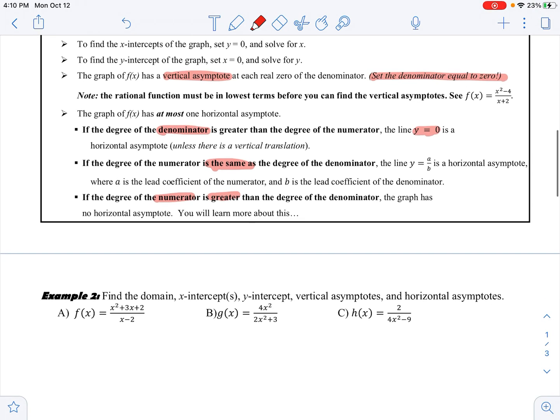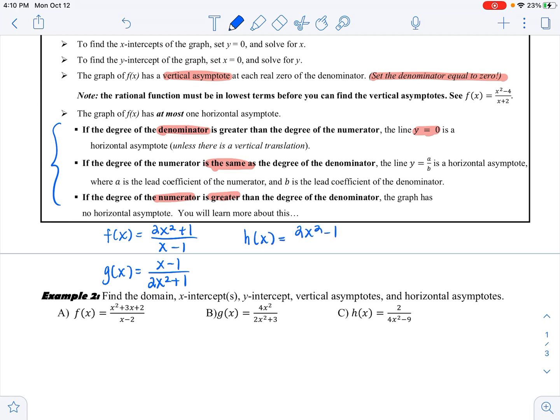So really quickly, to make sure that you understand this, I will make up just three problems. I'll do f of x equals 2x squared plus 1 over x minus 1. g of x equals x minus 1 over 2x squared plus 1. And then h of x equals 2x squared minus 1 over 3x squared plus 6.